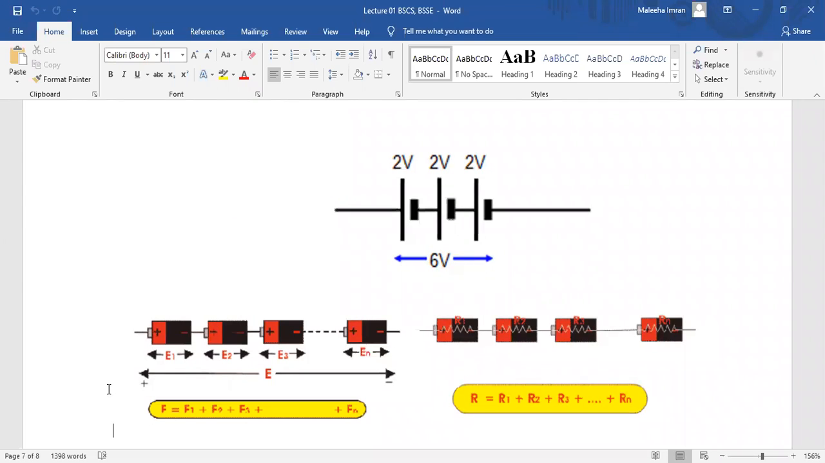So here what you see, if you have the cells of EMF E1, E2, E3 up to En, then the total EMF will be equal to E1 plus E2 plus E3 up to plus En. And the corresponding total resistance will be what? The corresponding total resistance will be equal to R1 plus R2 plus R3 and so on up to Rn. So it means when the cells are connected in series, then the total internal resistance will also increase.